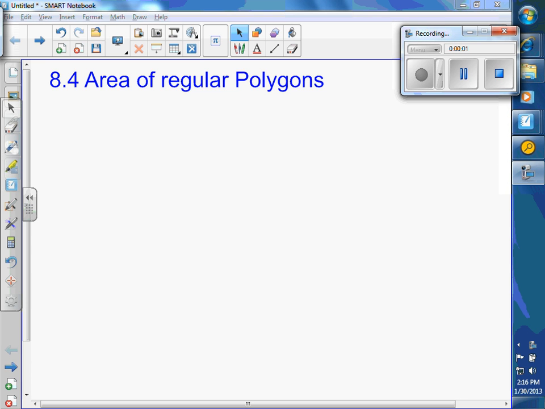Okay, so we're going to do area of regular polygons. I'm going to bring some regular polygons up that you already know the area to. We're going to try to develop a formula. So hold off on, look, if you could put your books, close them up.